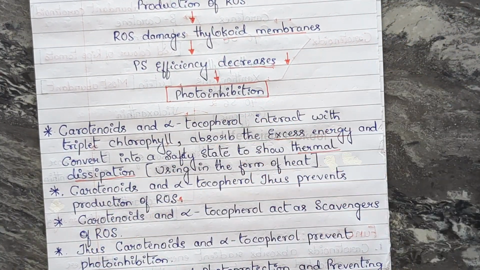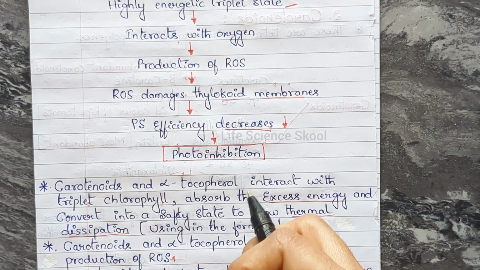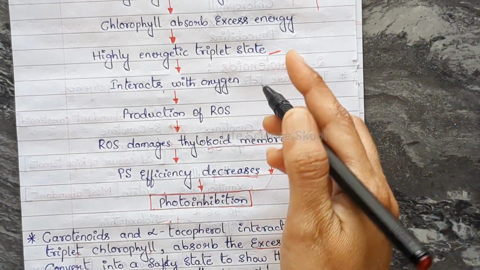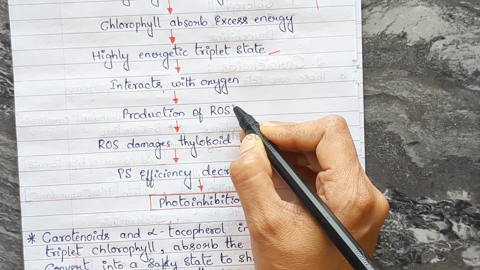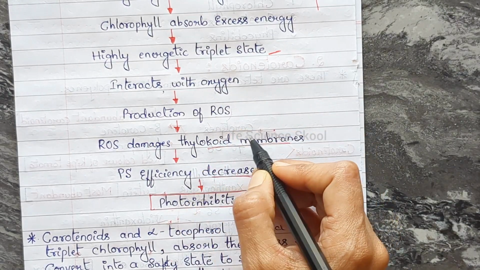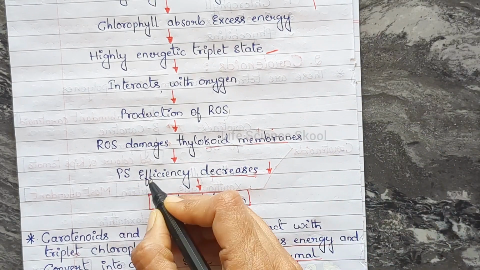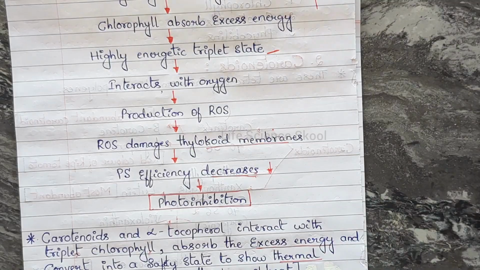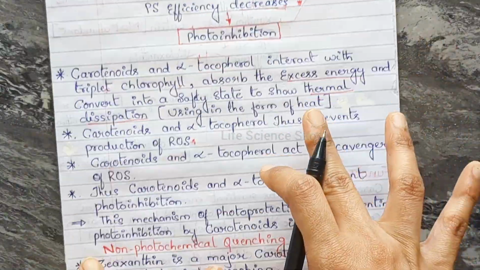Dissipation means declining, we can say. So they are going to reduce that excessive sunlight. If the excessive sunlight is reduced, then this triplet state is not activated, then oxygen is not going to react to form ROS, then ROS is never going to damage the thylakoid membrane, then there is an increase in the photosynthesis efficiency, then there is no photoinhibition. The normal photosynthesis process is going to occur in the plants.